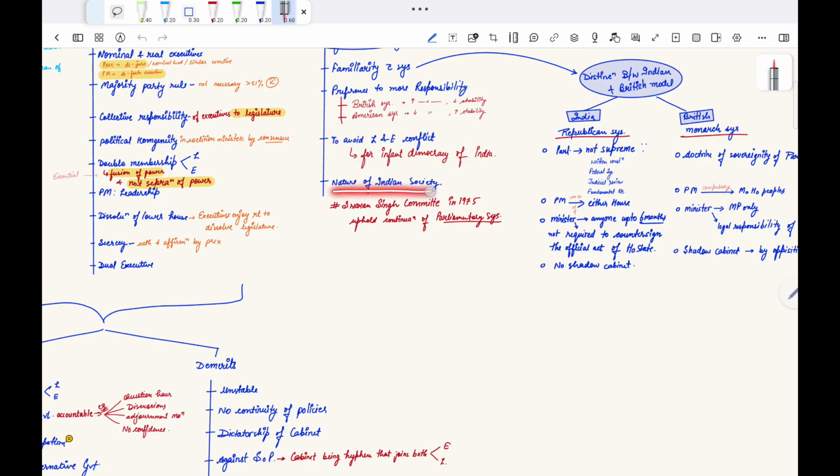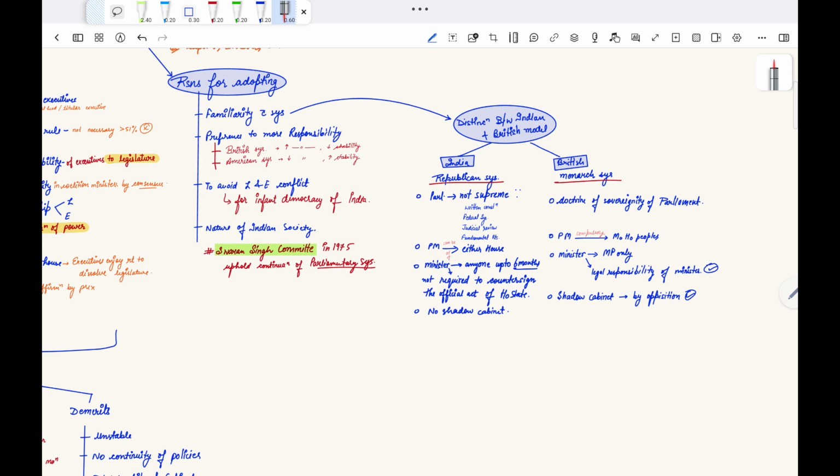Next, we have the nature of Indian society. As it is already very diverse and very vast, the Swaran Singh Committee in 1975 upheld the continuation of the parliamentary system. Mind you, which particular committee? Swaran Singh Committee.